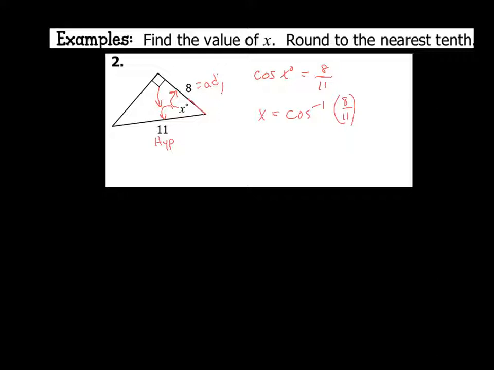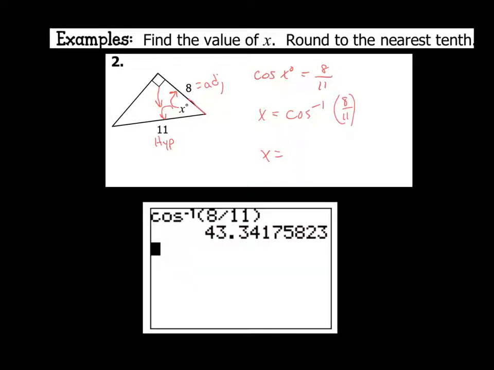And now I'm just going to go right to my calculator and have that do the rest of the work for me. And again, I go into my calculator and I'm going to press the second button. Then I'm going to press cosine. And when I press second followed by cosine, I should get this command: inverse cosine of 8 divided by 11, as I stated right here. I hit enter right here and I get 43.34. So x is 43.3 degrees rounded to the nearest tenth.